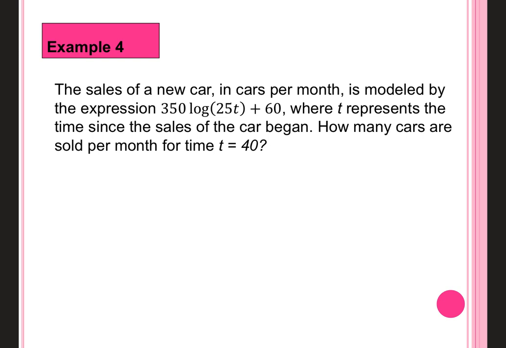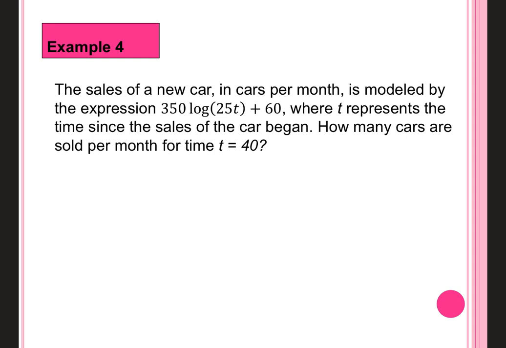This is the other way that you'll see them, okay, just like we did before, a real world scenario in which it gives you a function and then you plug in. The sales of a new car in cars per month is modeled by the expression 350 log of 25 times t plus 60, where t represents the time since the sales of the car began. How many cars are sold per month for time t equals 40? This would be on the non-calculator portion of your test or AP exam.